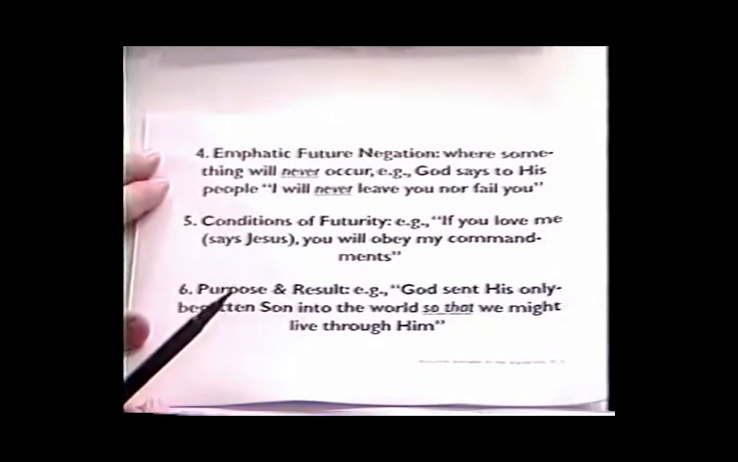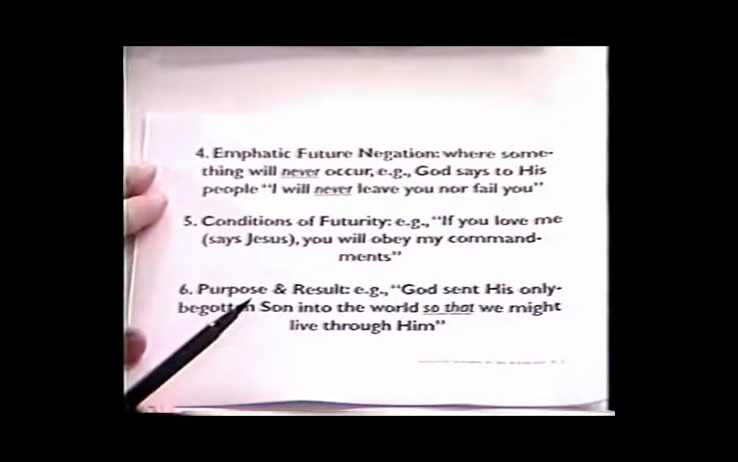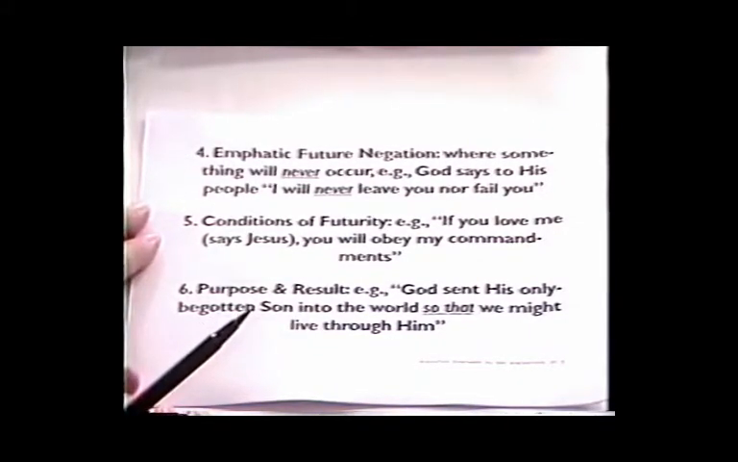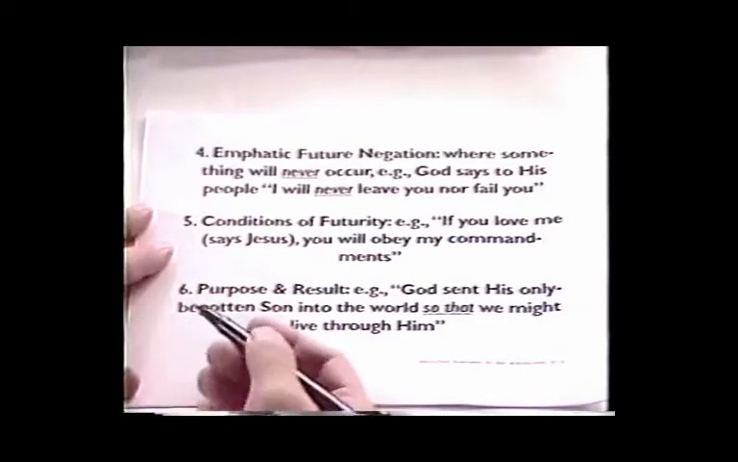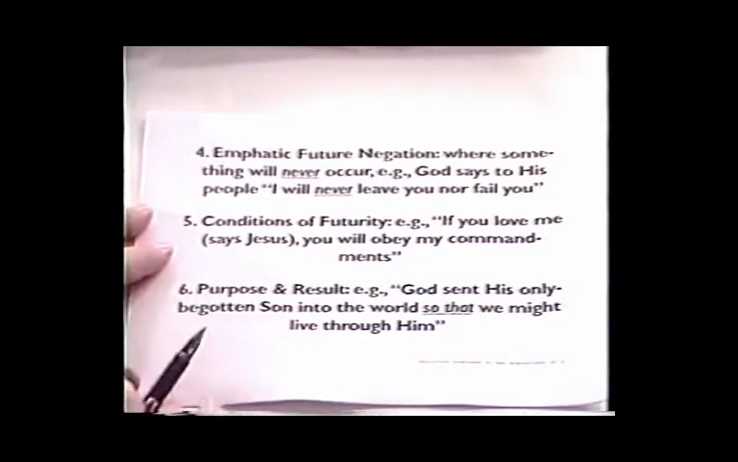The subjunctive can also show emphatic future negation, where something will never, ever occur. For example, where God says to his people, I will never leave you nor fail you. The subjunctive can also be used in certain kinds of conditions, conditions of futurity. For example, if you love me, or in other words, if and when you do, you will obey my commandments. And the subjunctive would be used in the if part of the condition.